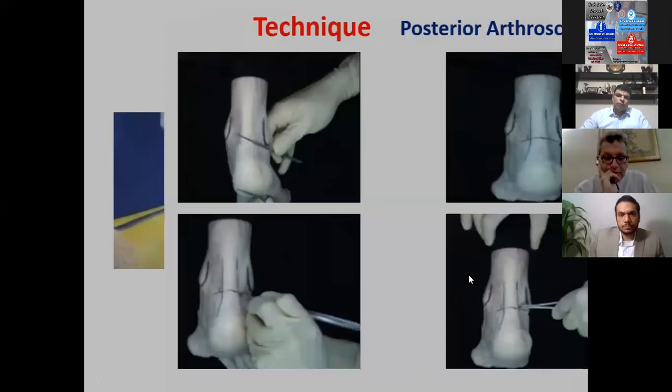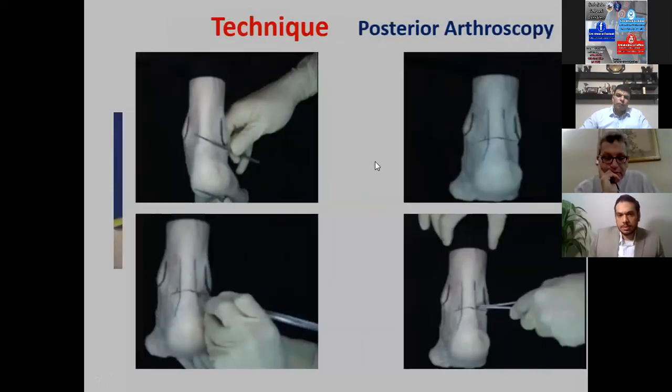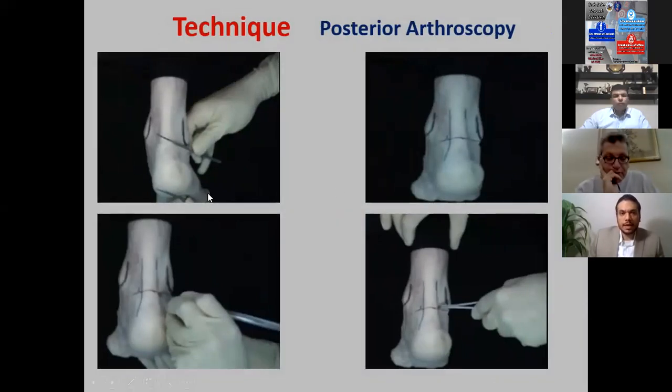For the classic posterior arthroscopy, we place the patient in prone position with the ankle overhanging the table, and then we mark both malleoli and the medial and lateral borders of the Achilles tendon. Then a line is drawn parallel to the sole of the foot with the ankle in neutral position. We start with the posterolateral portal just above this line and just lateral to the Achilles tendon border.